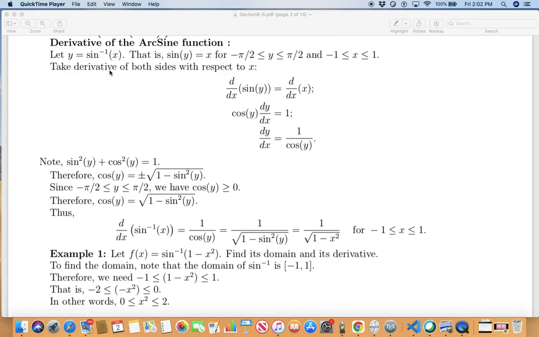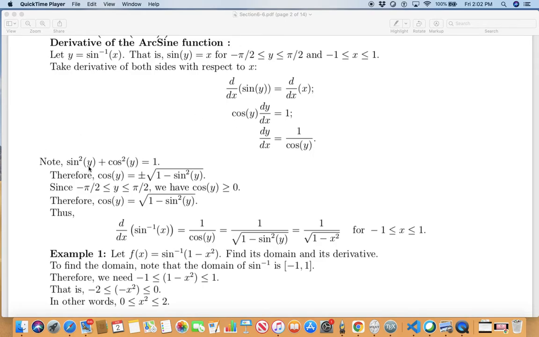So mind you, y is sine inverse x. We are looking for the derivative of y with respect to x. So we are almost there. So dy/dx is 1 by cosine y. y is a function of x, so I don't want that y there. I want this to be written in terms of x.